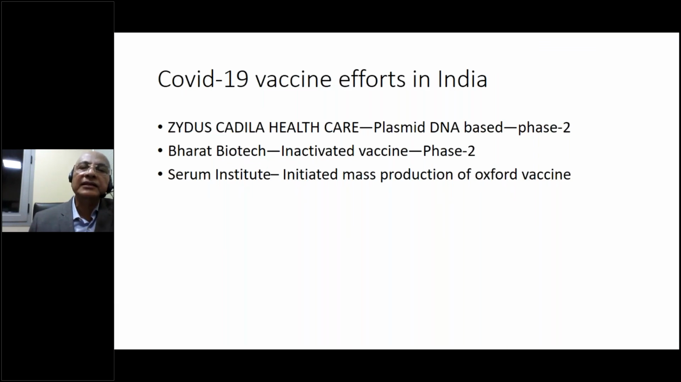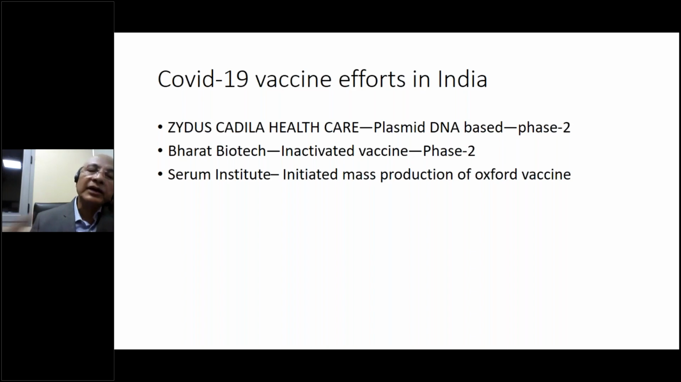Now, vaccines in India: one is a plasmid DNA-based vaccine, which is in phase 2, and Bharat Biotech, a very large biotech company, is making an inactivated vaccine, which is also in phase 2. And Serum Institute is the largest vaccine production facility in the world. It is in Pune.